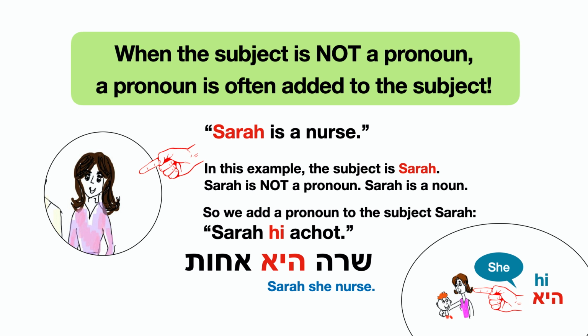Now let's see another example with Sarah. To say Sarah is a nurse, we look at the subject, who is Sarah, and that's not a pronoun. We're not using a proxy like she to use instead of Sarah herself. We're using Sarah herself as the subject here. So Sarah is a nurse in Hebrew is Sarah hi achot. Hi means she. So that is literally saying Sarah, she nurse. Sarah, she's a nurse. So to say Sarah is a nurse in Hebrew, we say Sarah hi achot.